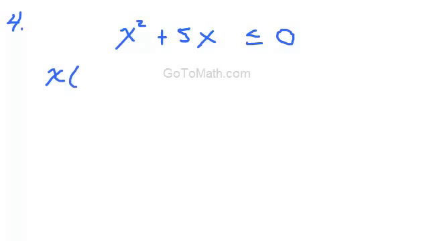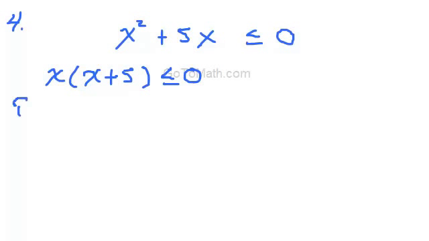Let's look at number 4. We have x squared plus 5x is less than or equal to 0. Less than or equal to 0. So let's go ahead and factor this. We're going to have x, just pulling an x out there, and an x plus 5 is less than or equal to 0.